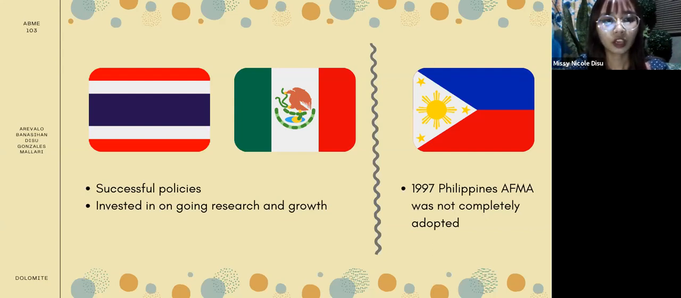In addition, there are reward and subsidy packages for farmers in other countries that are virtually absent in the Philippines. Thailand and Mexico have invested in ongoing research and growth, including the breeding and selection of new varieties appropriate for their growing conditions and suitable for a more effective and profitable high-density production method than the conventional production system.